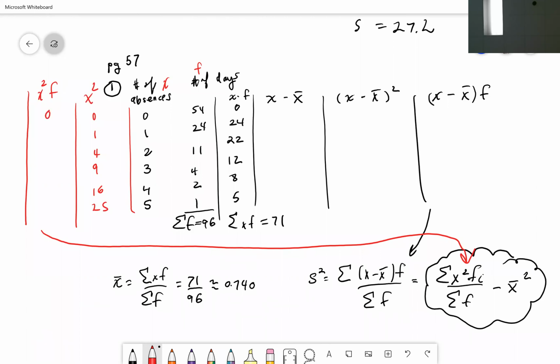0 times 54 is 0, 1 times 24 is 24, 4 times 11 is 44, 9 times 4 is 36... I'm messing up. 1 times 24, 4 times 11, 9 times 4, 16 times 2 is 32, 25 times 1 is 25. Now I got to add these up. The sum of x squared f is 0 plus 24 plus 44 plus 36 plus 32 plus 25. That's 161.